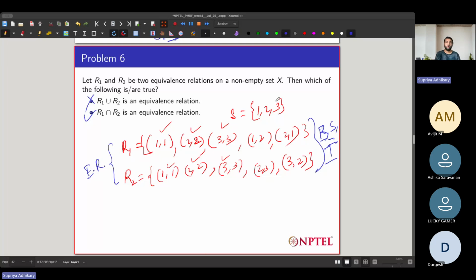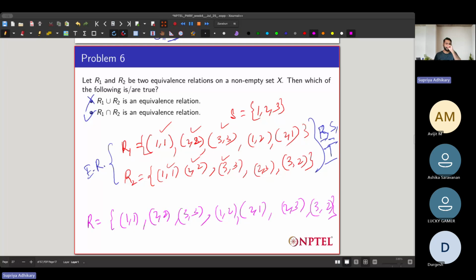Now, what is the union of R1 and R2? Consider that relation to be R. Then the union is basically (1,1), (2,2), and (3,3), these pairs will be there already. And then (1,2), (2,1), (3,3).